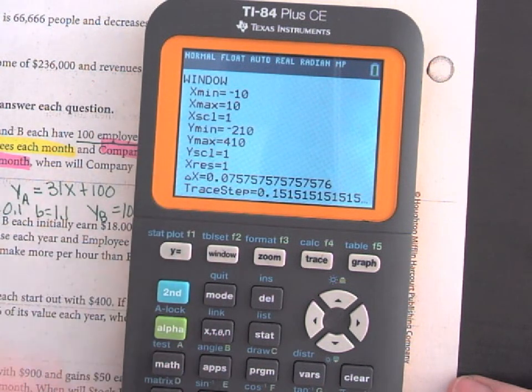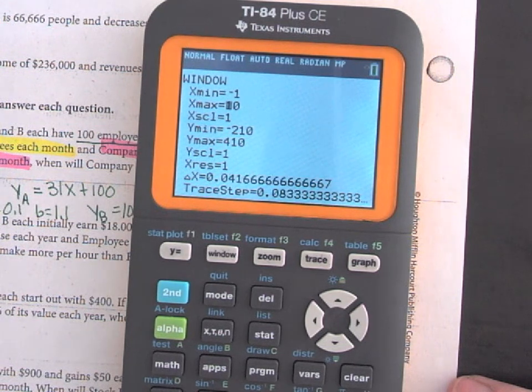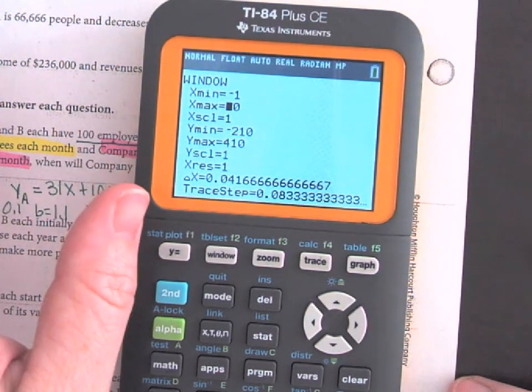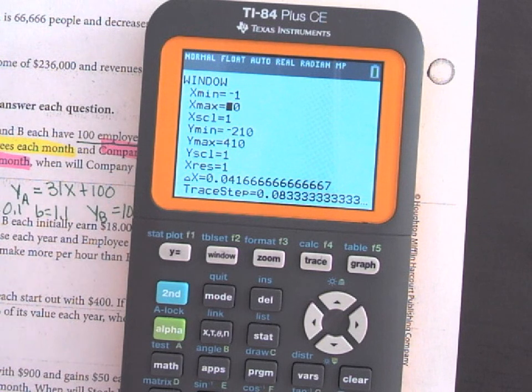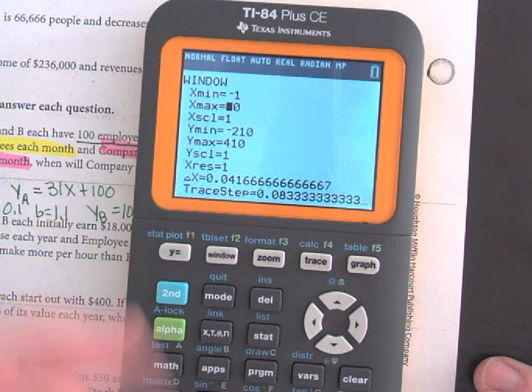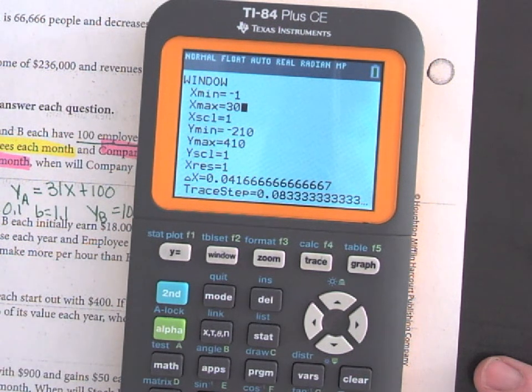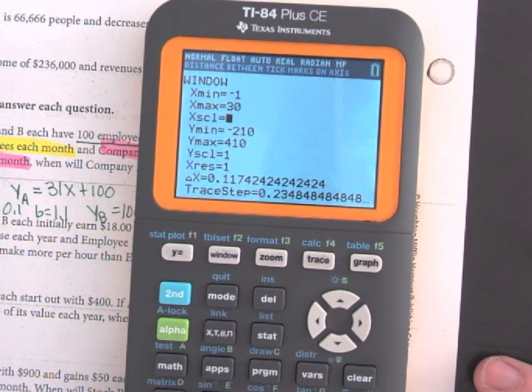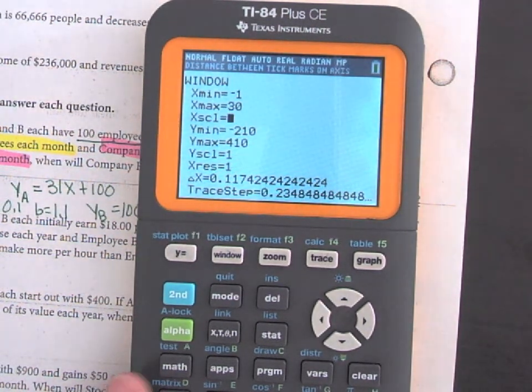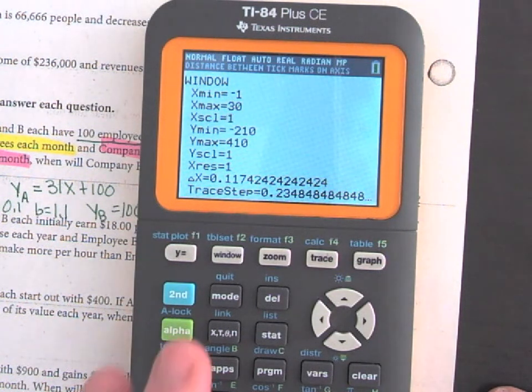For my x min, I'm going to put just -1. That just gives me a little bit of leeway in seeing where I'm at. It allows me to see the intersection. If you put your x min as 0, you won't see the y-intercept or the y-axis because it'll be the edge of the graph. For my x max, I'm going to put 30. And for my scale, I'm going to just leave it as 1. It doesn't really matter. And you'll notice the values at the bottom are going to automatically change based on the numbers I put in. I'm not going to mess with those at all. I'm just going to change my x min and my x max values.